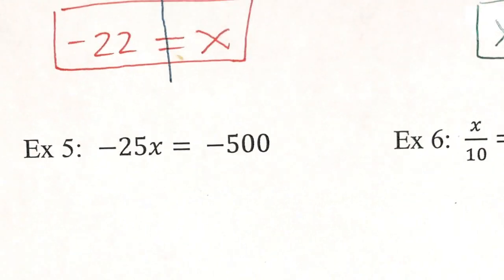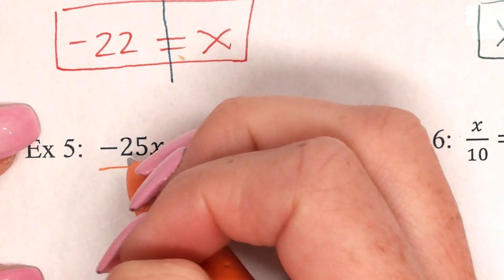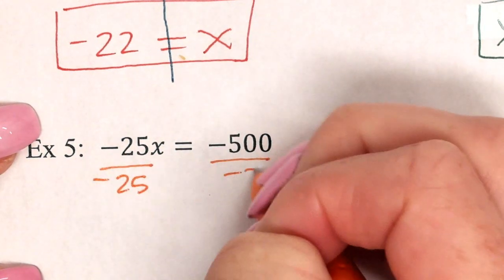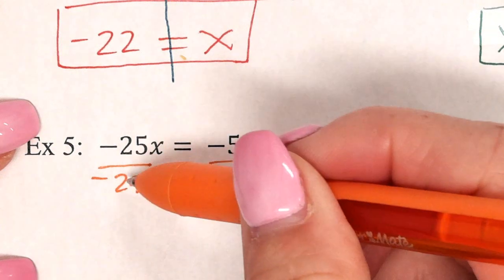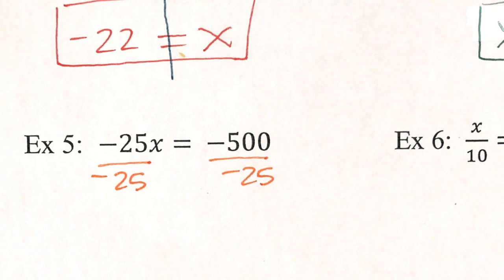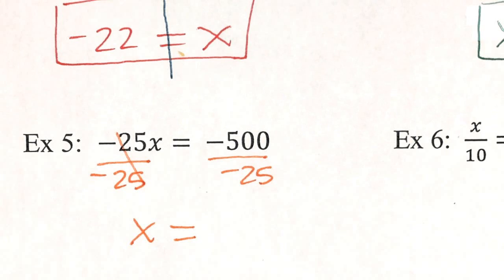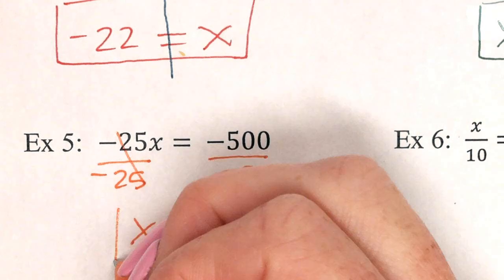Okay, look at this one. What is going on between the negative 25 and the x? Multiplication. The opposite is to divide. So I'm going to divide both sides by negative 25. Negative 25 divided by negative 25 cancels out to a 1, and 1 times x is x. And then negative 500 divided by negative 25. What's a negative divided by a negative? A positive 20.